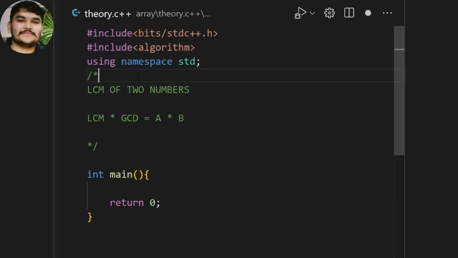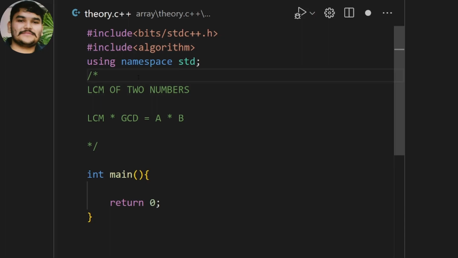For example, 3 and 7. So, which is the smallest number which can be divided by these two numbers, 3 and 7? That is 21. So, LCM is the least common multiple, a number which can be divided by both the numbers, and it should be the smallest such number.